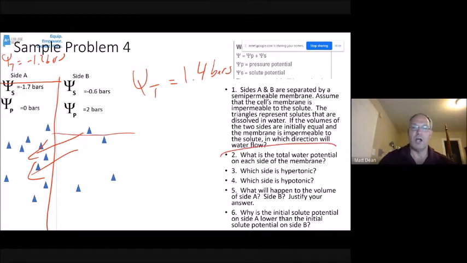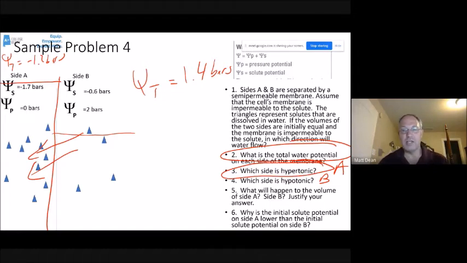So we answered the water potential on each side. Which side is hypertonic? Remember that hypertonic means more solutes, a higher solute concentration. Well, that's side A. It has a higher solute concentration, which means side B has a lower solute concentration. The word for that is hypotonic. What will happen to the volume on side A? Well, it's going to go up because water's moving from B to A. The volume on side B is going to decrease.